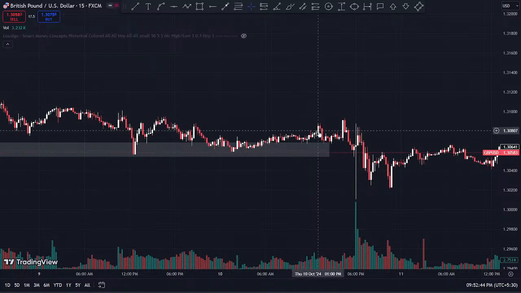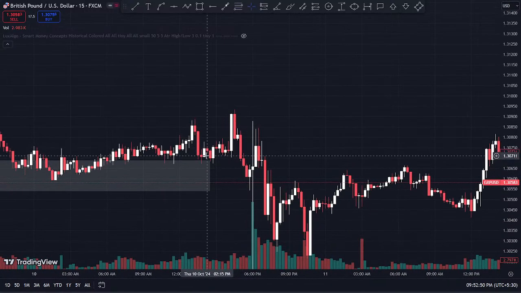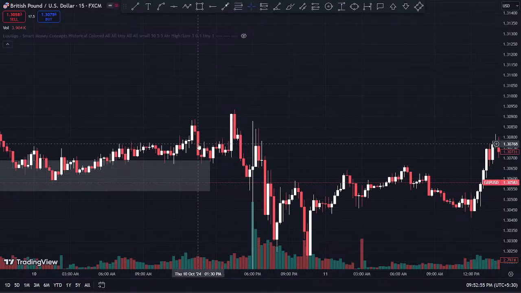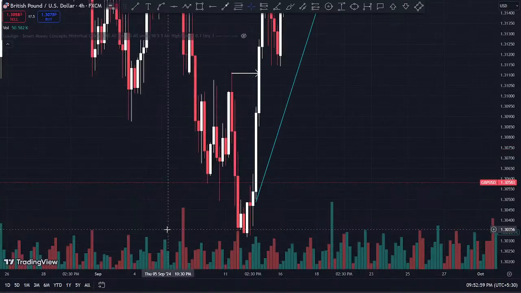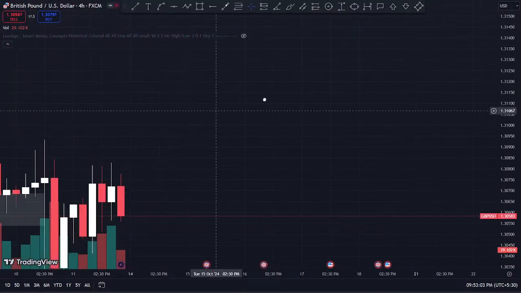Okay, so the price dropped at 10:30, 2:30. Let me mark this 4-hour candle.